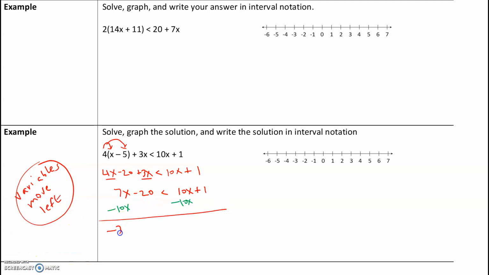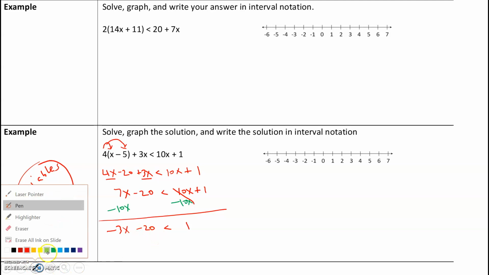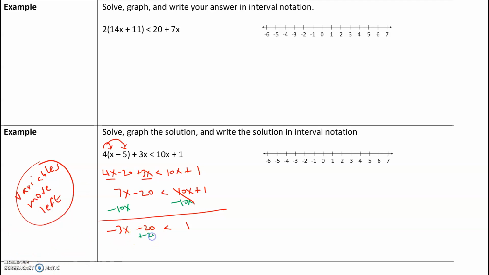Once we do, we get a negative 3x minus 20. That's less than 1. So the constants move to the right. Since the variables move left, they always have to be on opposite sides. So we are going to add 20 to each side. And then this gives us negative 3x is less than 21.